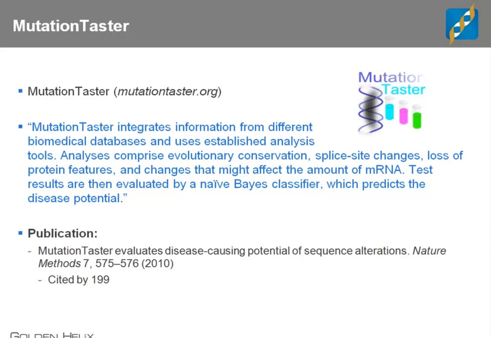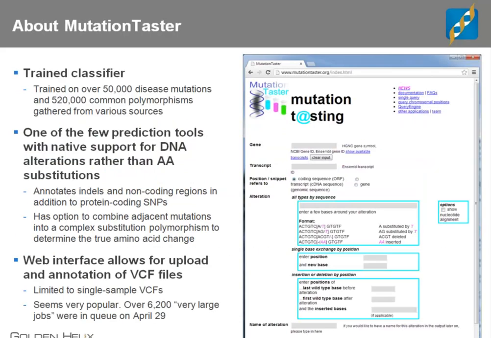It's produced by a group in Berlin, Germany, and it's a trained classifier in many ways similar to PolyPhen, but the thing that really stands out about Mutation Taster is that it has native support for DNA alterations rather than amino acid substitutions, and because of that, it is able to give different types of annotation that we don't see elsewhere. For example, it annotates indels and non-coding regions of the genome in addition to the protein coding SNPs. And another interesting feature is that it can combine adjacent mutations into a more complex substitution polymorphism to figure out what is the real amino acid change.